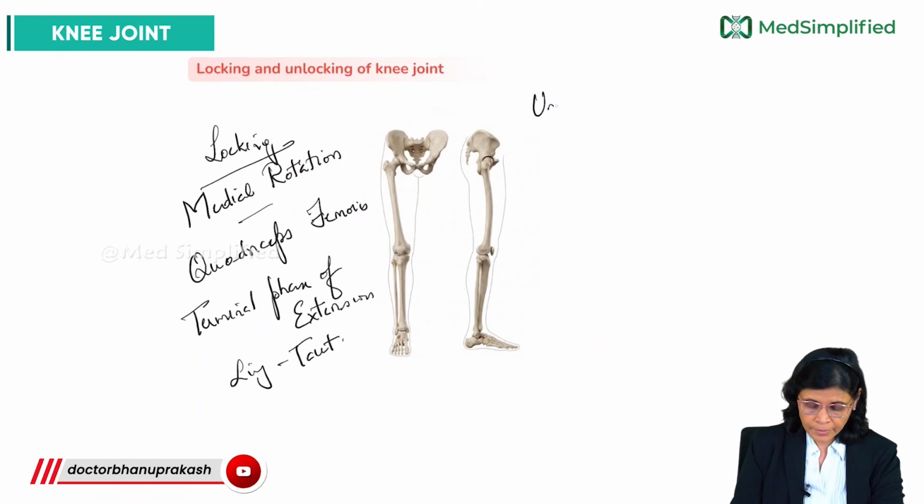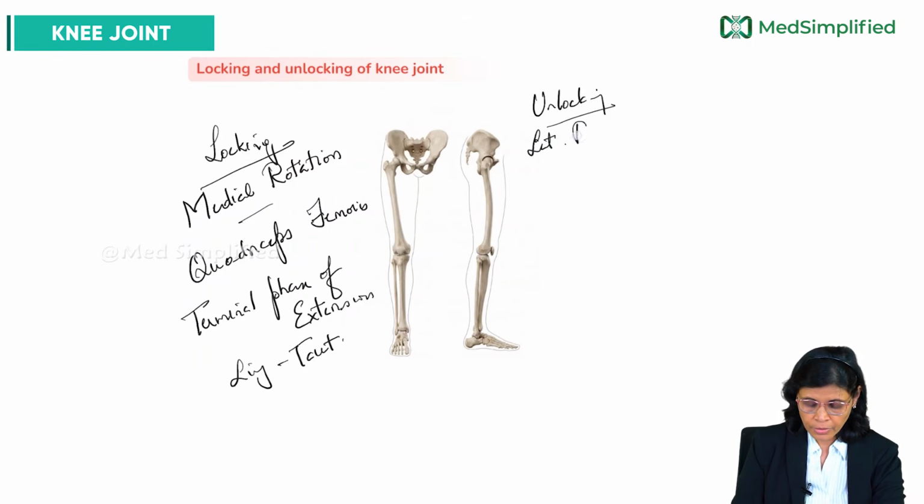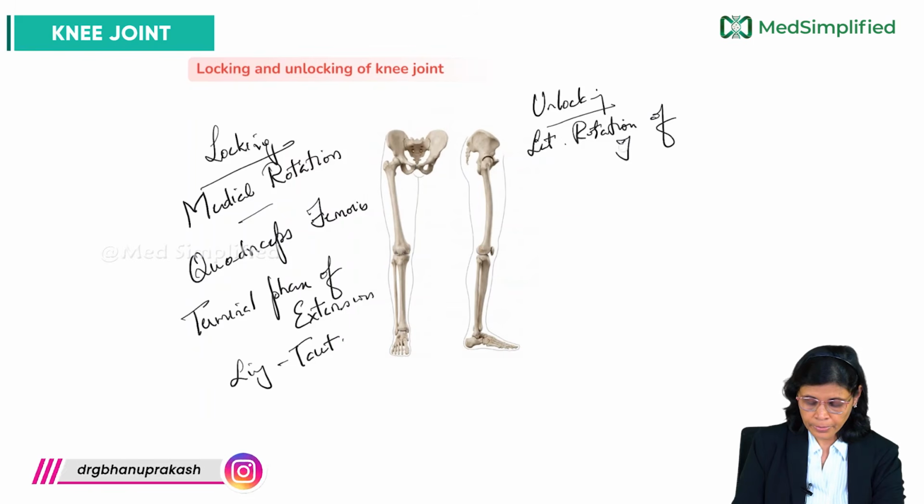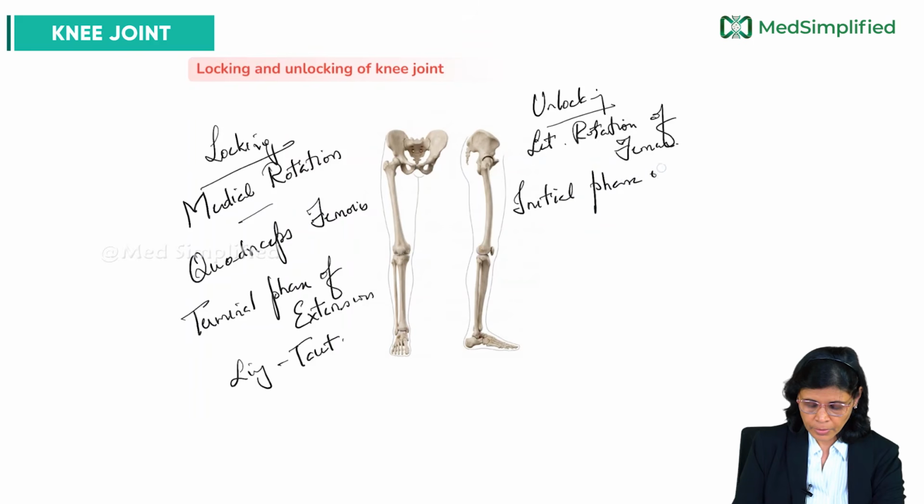Whereas unlocking, again when the foot is on the ground, is defined as the lateral rotation of the femur on the tibia. So this is lateral rotation of the femur on the tibia. This happens during the initial phase of flexion, and it is brought about by the popliteus.